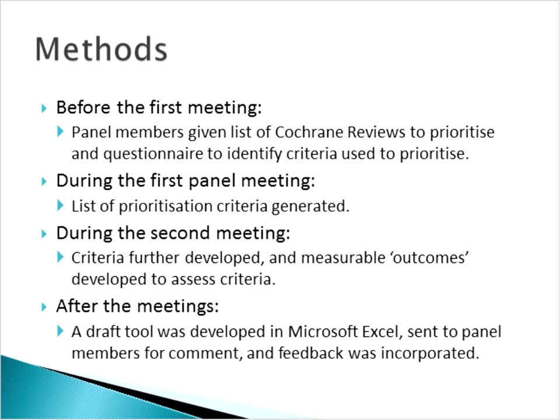When they came to their first panel meeting, they talked a lot about all the different criteria that people had generated, and they discussed a more refined list and prioritising which of the criteria were most important for that panel. When they came to the second meeting, again, they went through and further refined the criteria, and they were also trying to think of how they could measure this criteria and how they could allow Cochrane review groups to make a measurement that this criteria has been fulfilled for prioritisation. After the meeting, a draft tool was developed in Excel. It was sent to the members for comment, and their feedback was incorporated.